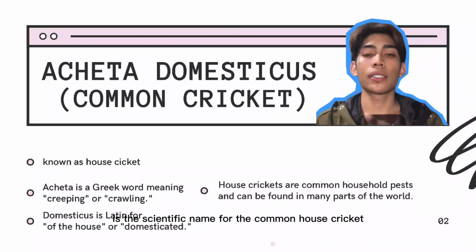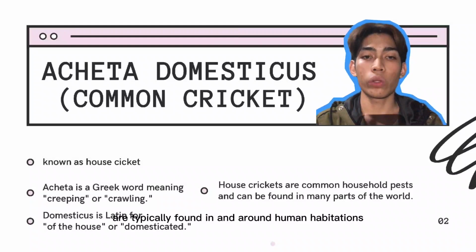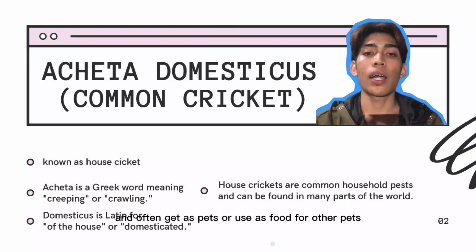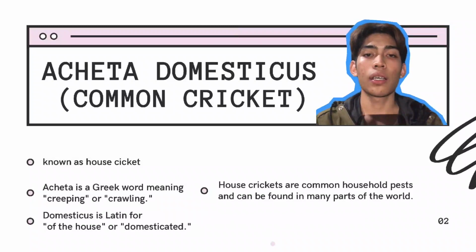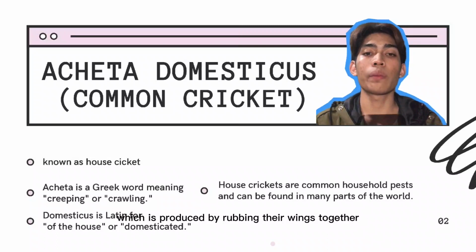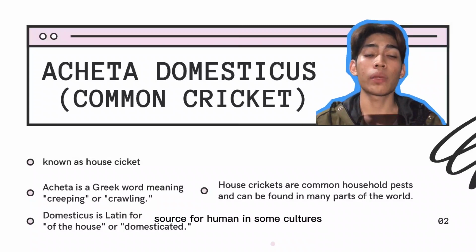Acheta domesticus is the scientific name for the common house cricket. These insects are typically found in and around human habitations and are often kept as pets or used as food for other pets. They are known for their chirping sound, which is produced by rubbing their front wings together. They are also used as a food source for humans in some cultures.